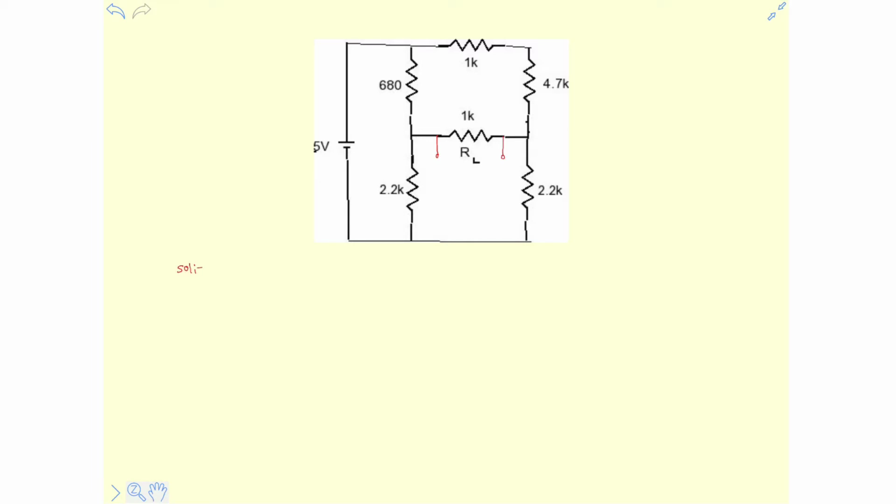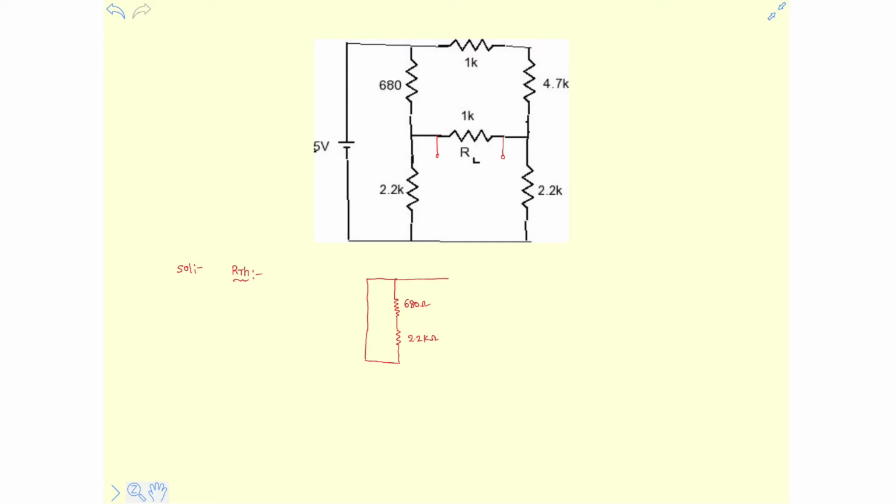Let's calculate that. First we need to calculate RTH, R Thevenin. For that we need to short circuit the only voltage source. So let's do that. Here is a short circuit, and here it is 680 ohm resistance and here it is 2.2 kilo ohm resistance.